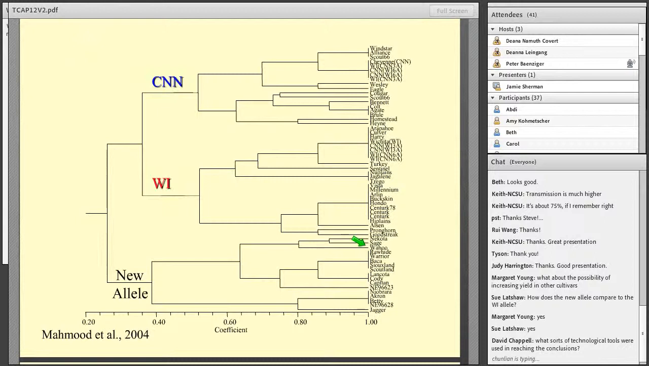What sorts of technological tools were used in reaching the conclusions? Basically we did a lot of the mapping, and that's mainly now based on SSRs. In the future, we're going to go to genotyping by sequencing, it looks like. We also may use SNPs. Both of those will work.